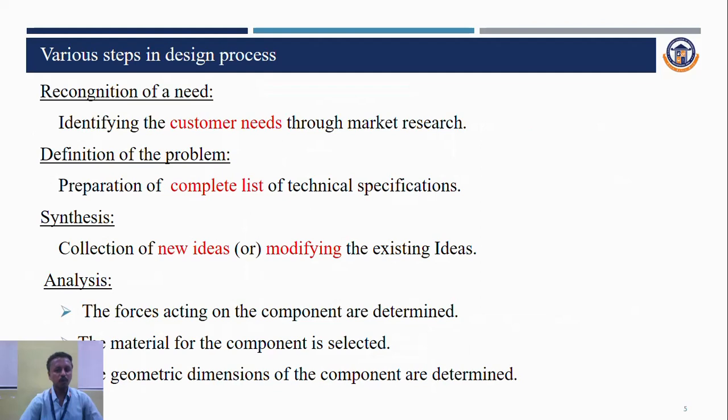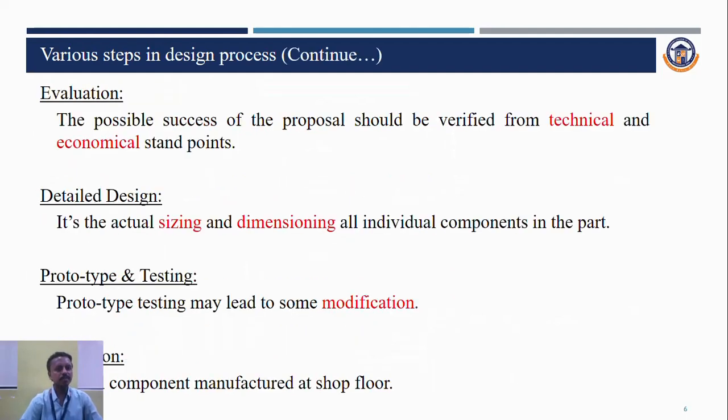The material of the component is selected. The geometric dimensions of the component are determined. Next step is evaluation. The possible success of the proposal should be verified from technical and economical standpoints. Next step is detailed design. It's the actual sizing and dimensioning of all individual components in the part. Next one will be prototype and testing.